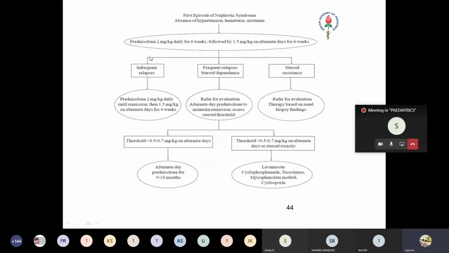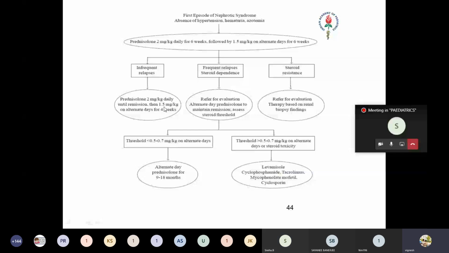If relapse occurs, for example, if I treat this child and relapses occur, that is called infrequent relapses. If infrequent relapses come, once again we restart prednisolone 2 milligram per kg body weight until remission occurs.